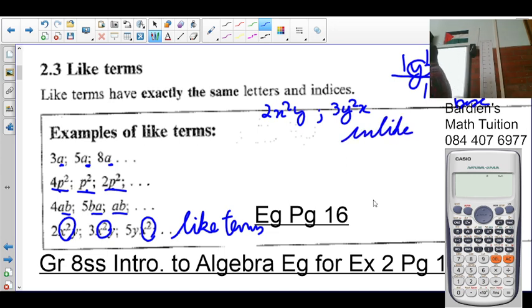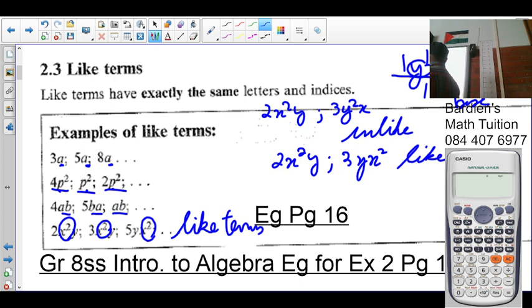Okay. However, 2x squared y and 3yx squared. You see the x is being squared in both cases. That is an example of like terms. So when we add and subtract, we can only add and subtract like terms. You all understand? Okay.